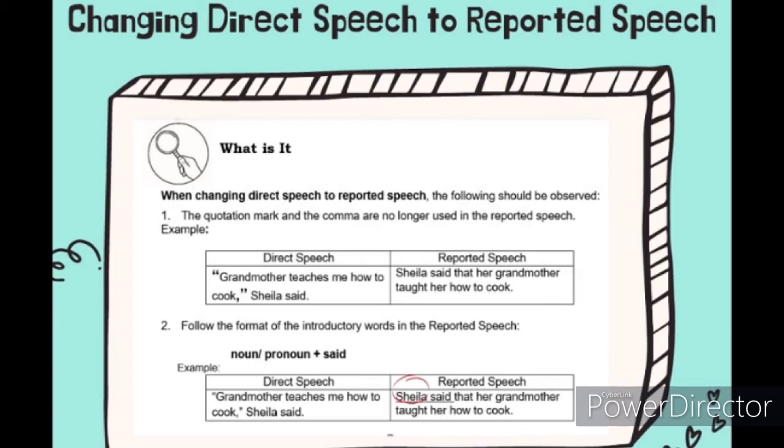Another step to take note of is that you should follow the format of the introductory words. So here, in the introductory words or the speech tag, you have to know who said the statement. In this sentence, Sheila is the speaker. So in the speech tag, Sheila is put first, and the word said. Or you could also use told, asked, and other words to denote that the speaker said the statement.